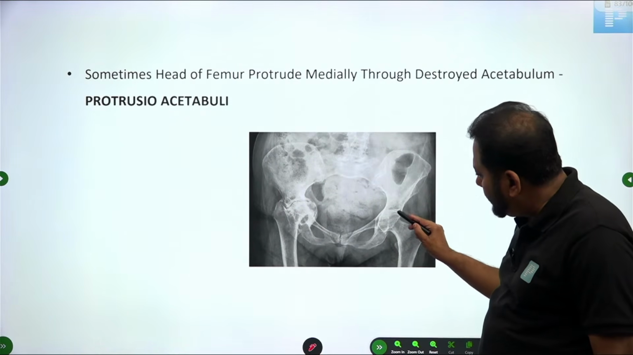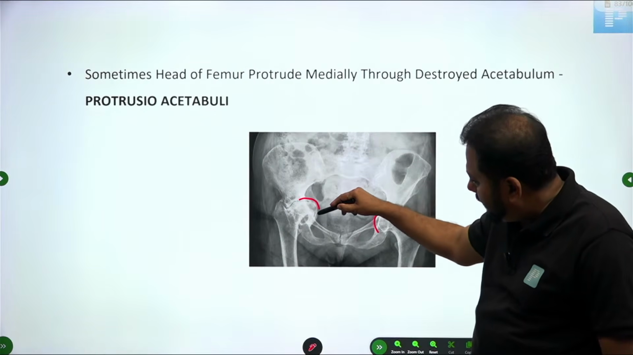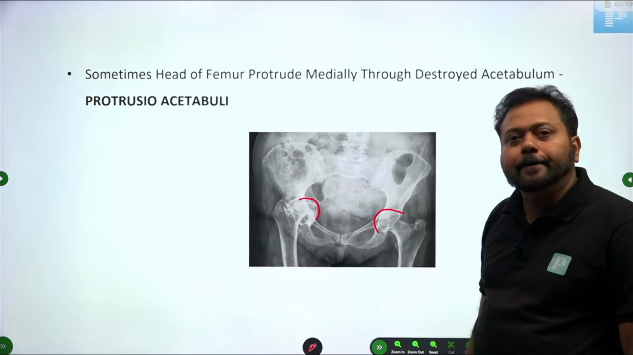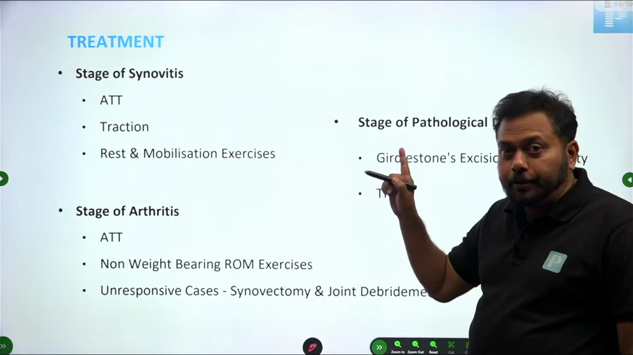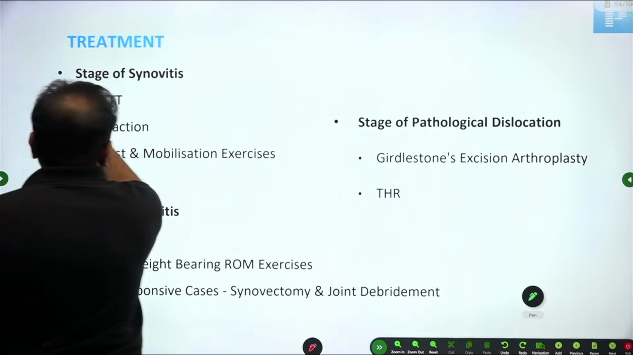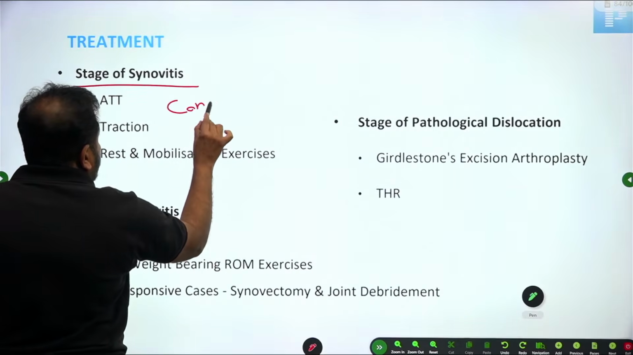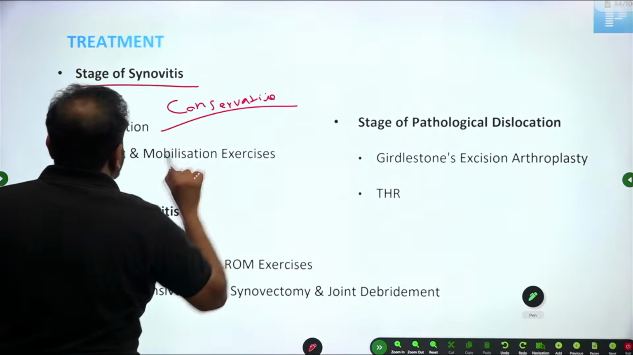You see here, normally the acetabulum is intact. Here the acetabulum is protruding, damaged, and the head is entering the pelvic cavity. That's called protrusio acetabuli. Now coming to the stages, the treatment is very important. Stage of synovitis, treatment is conservative, no surgery.